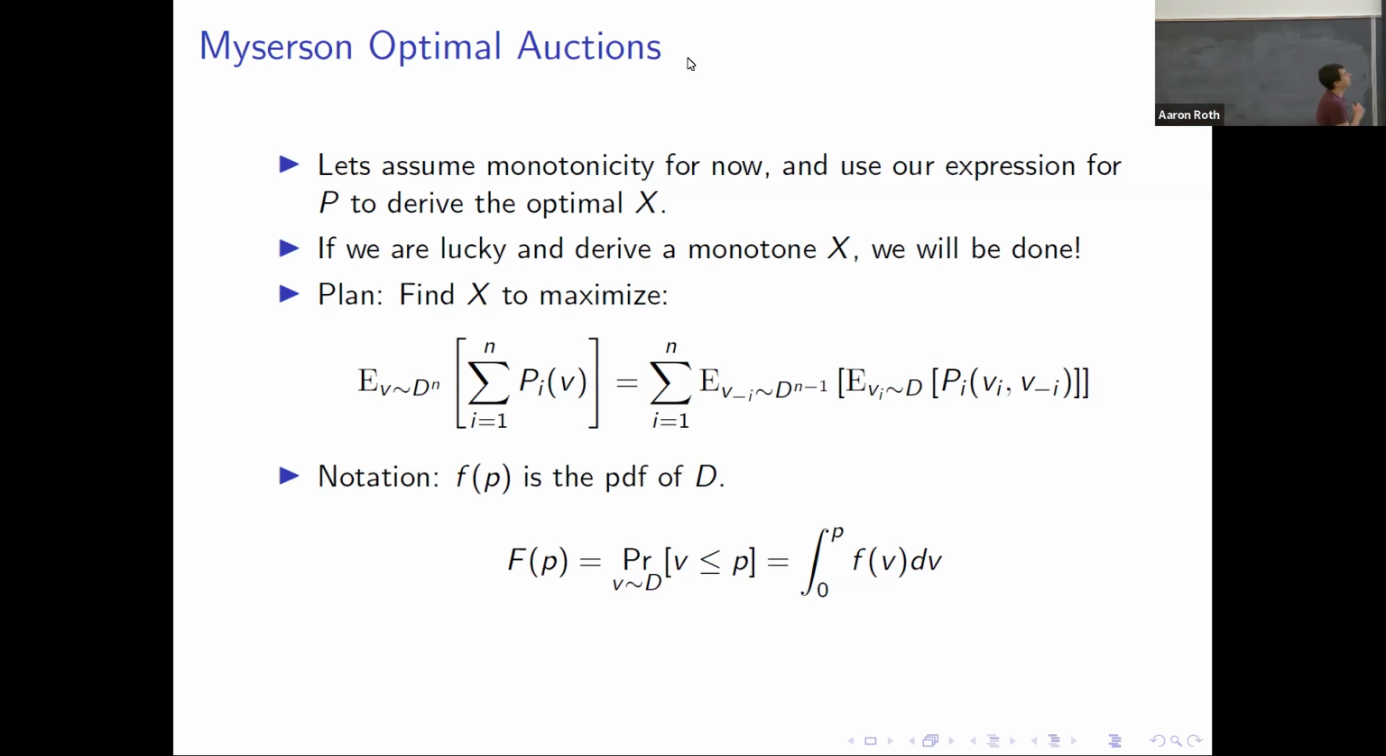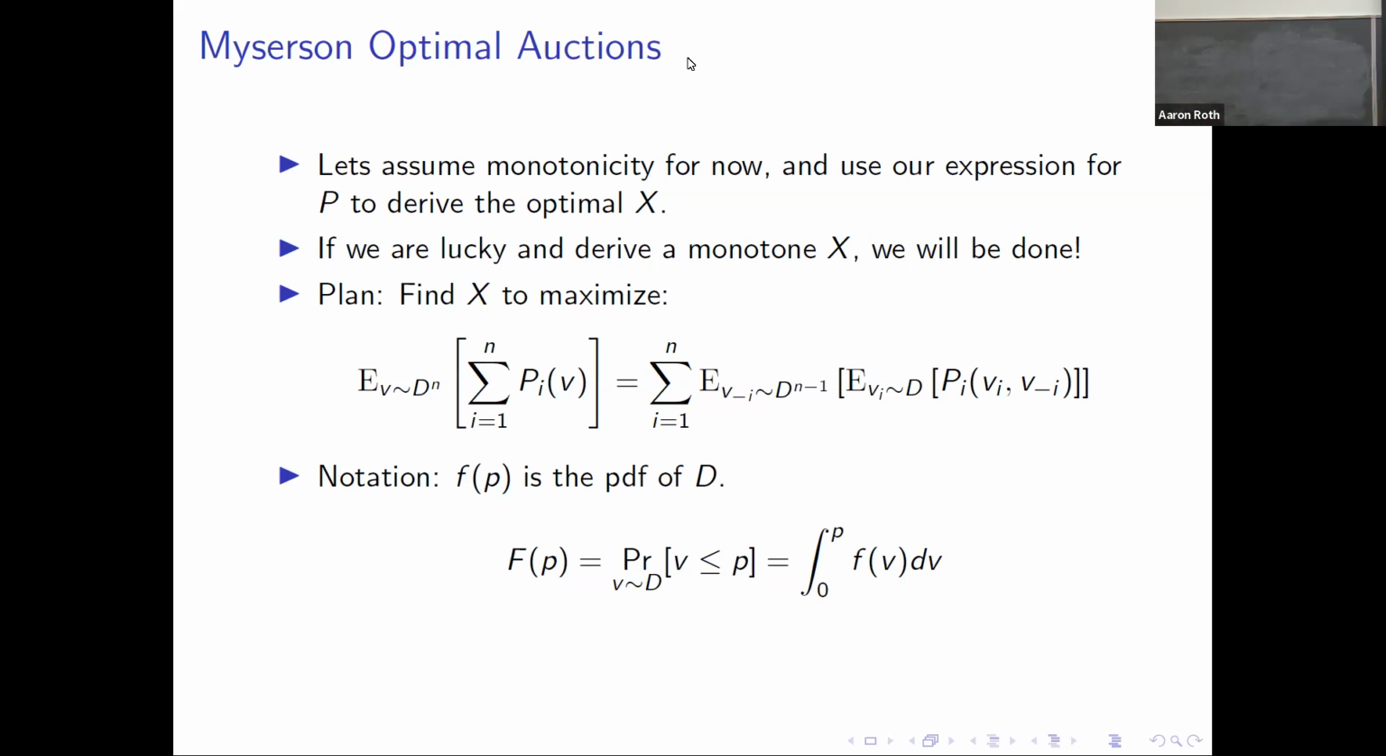And maybe just a little bit of notation. We've got this distribution D, right? And we've already given notation for the cumulative distribution function for D. That was just the probability that the bid drawn from this distribution is less than some price. It's also going to be useful for us to have notation for the probability density, which, if it was a discrete distribution, would just be, for every possible value p, what is the probability that you have value exactly p?